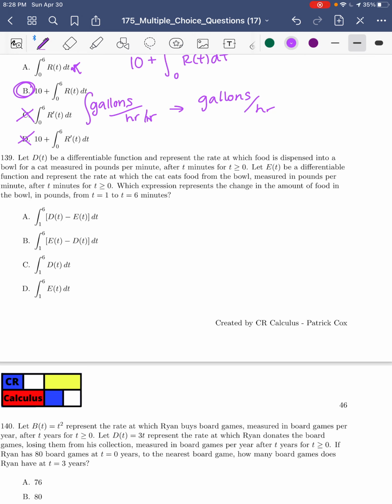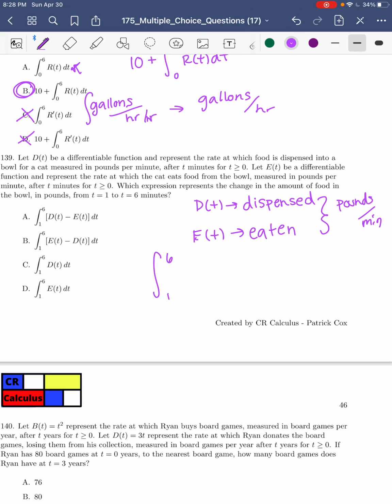All right, 139. So this is one, let's write down what everything means. So D of t is the rate it's dispensed. And then E of t is the rate that is eaten. Both of these are pounds per minute. So if I want to know the amount of change in food from 1 to 6 minutes, obviously I need an integral from 1 to 6.